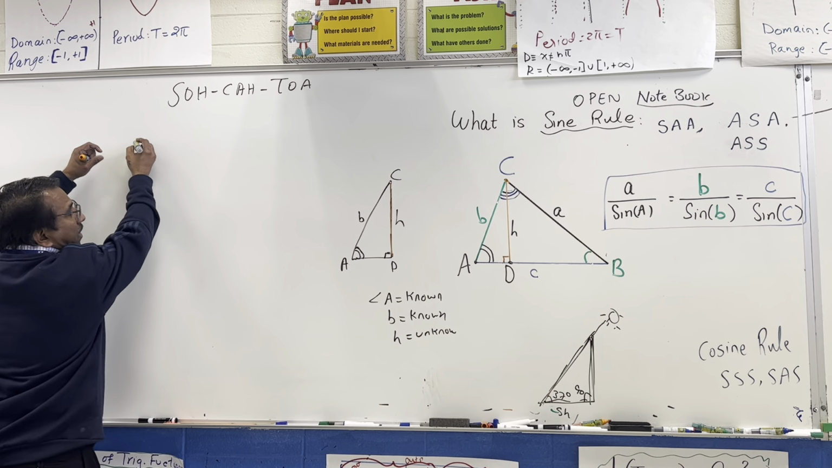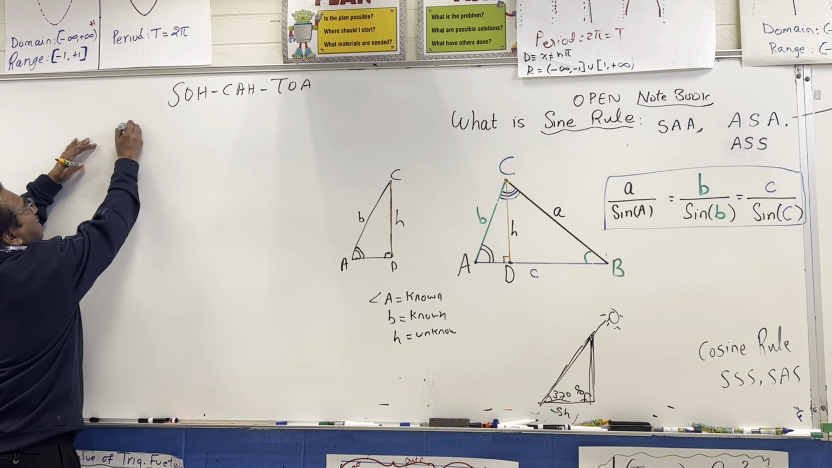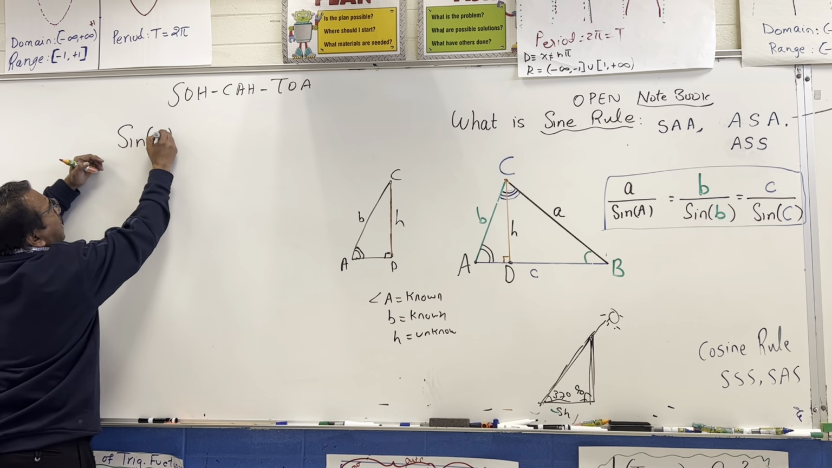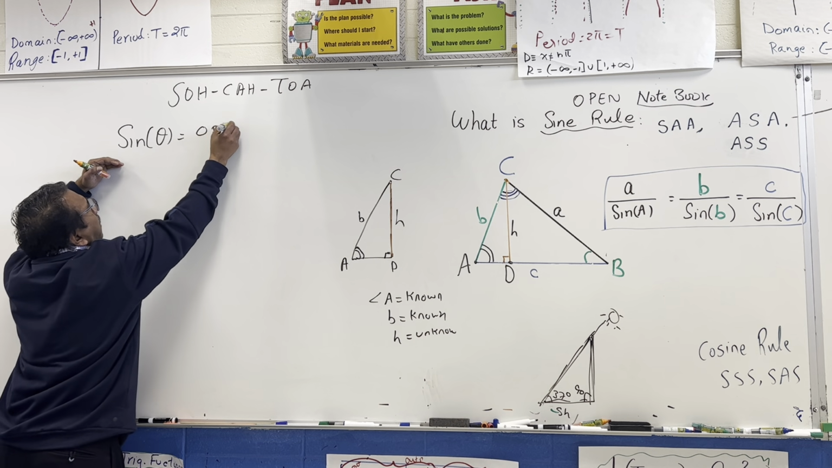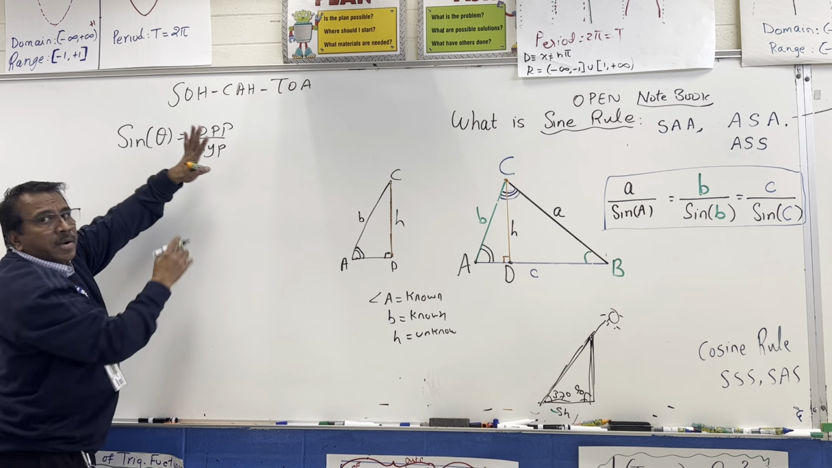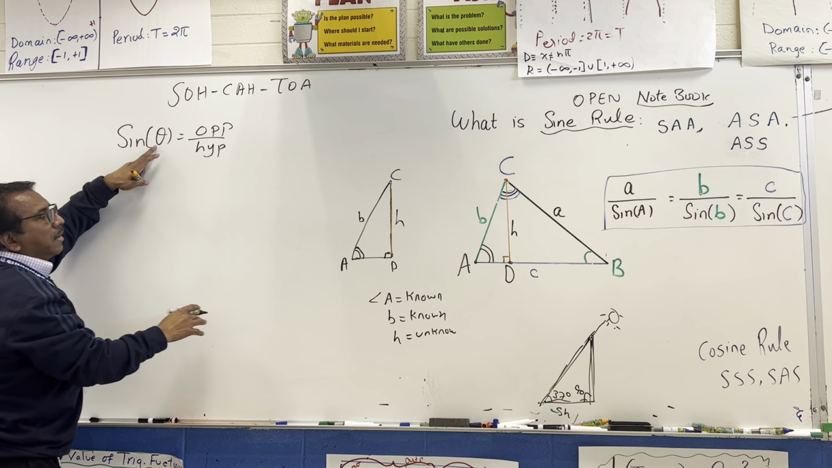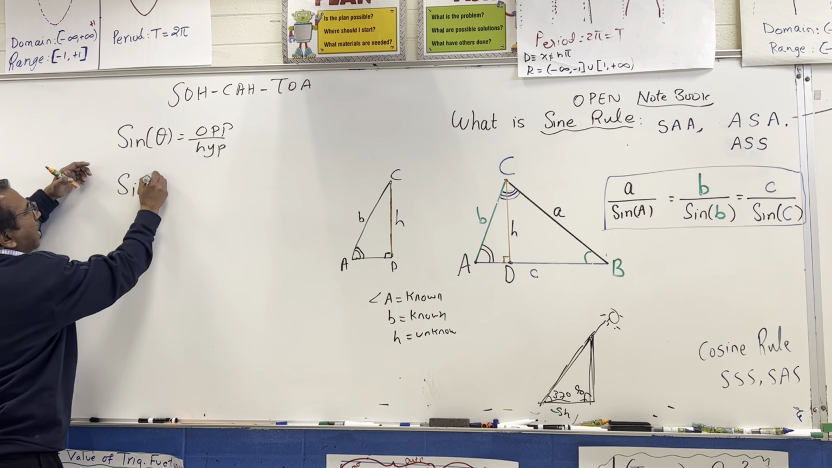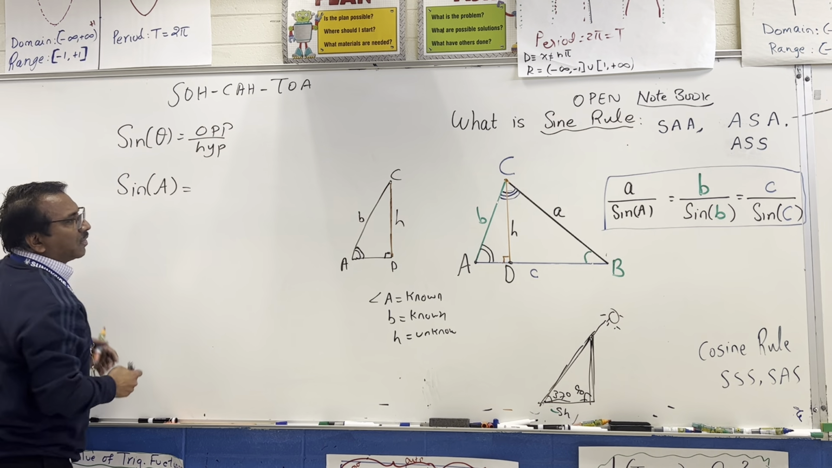So let's write it nicely. We'll say sine of angle A. So we know sine theta is opposite over hypotenuse. This we do know, right? Everybody knows, right? So the angle that I picked is A. So sine of the black angle equals. What's the opposite there?